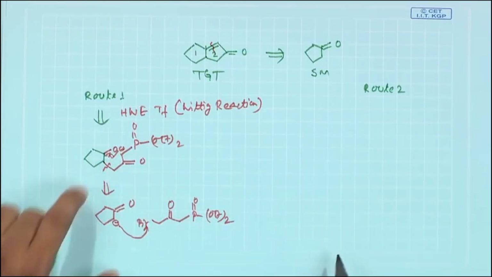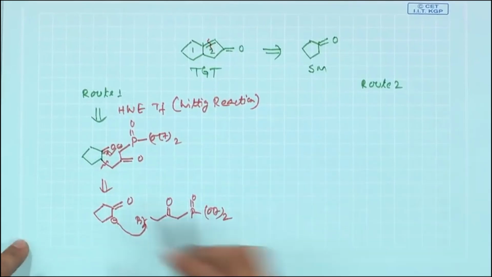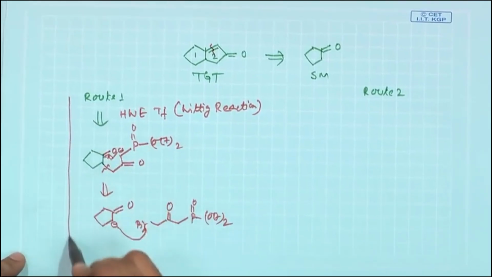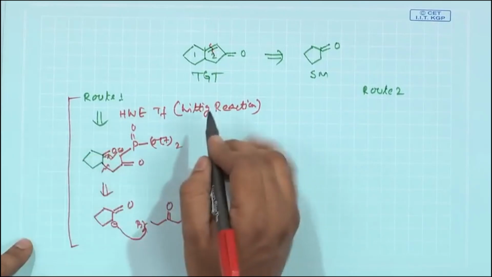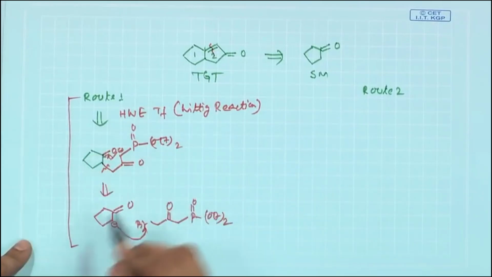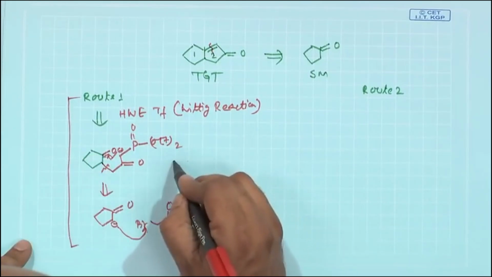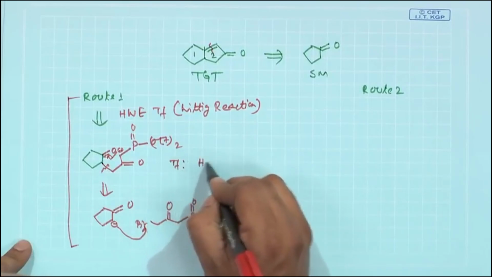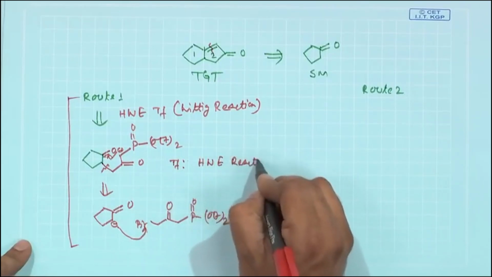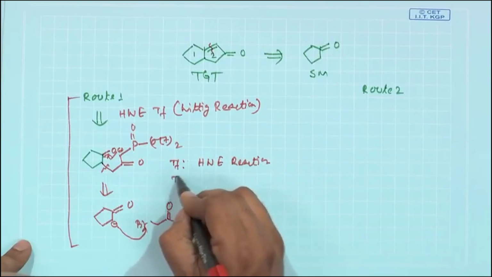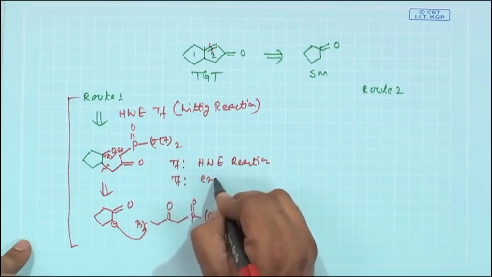So, this is route 1. Now, route 1, I say, if you do not know the intramolecular Horner-Wadsworth reaction, it will be a little bit difficult. Two transformations we have used. What are those transformations? What did we use? Horner-Wadsworth-Emmons reaction, and transformation 2 is enolate alkylation.